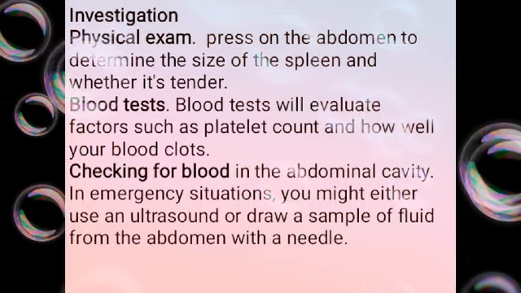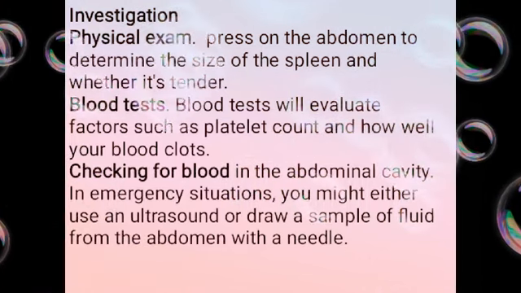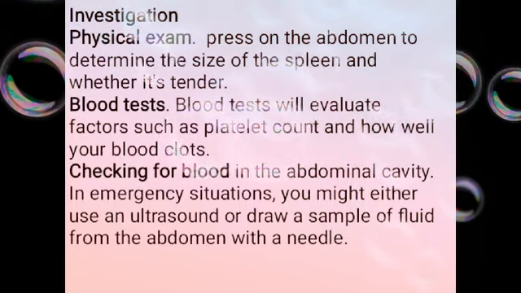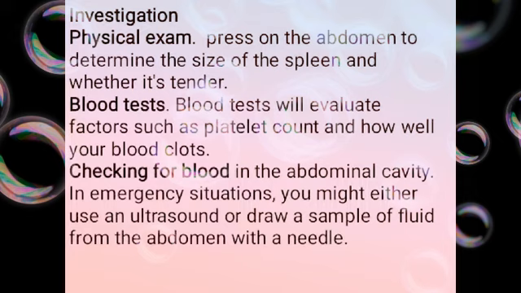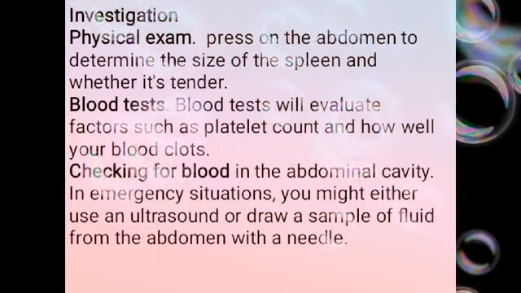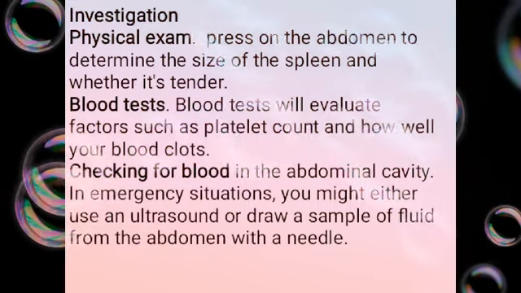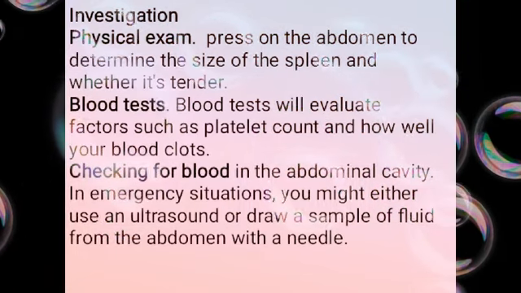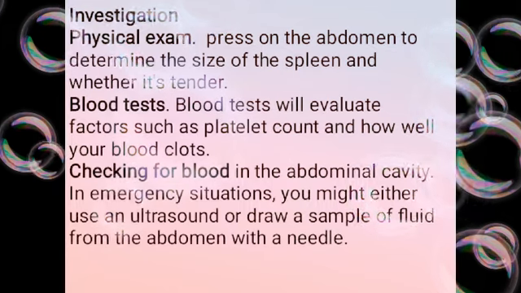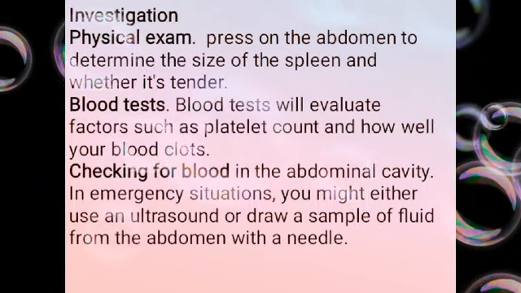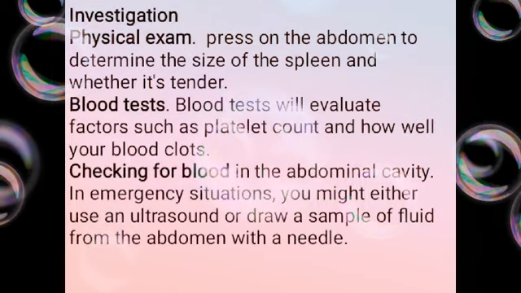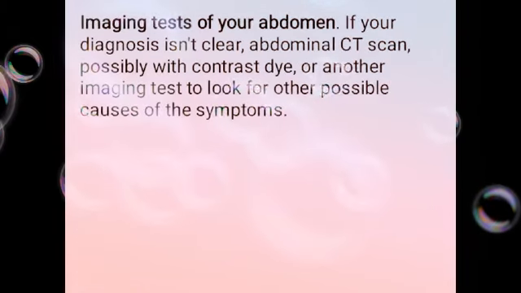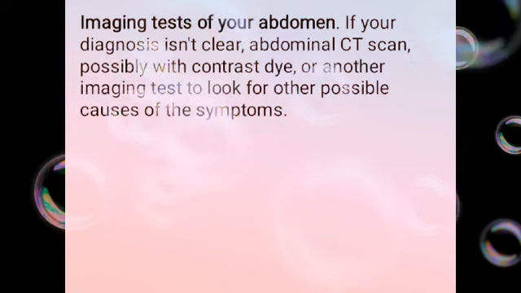Then another procedure you can take is to check for blood within the abdominal cavity. You aspirate the fluids from the abdominal cavity, and you are going to find the presence of blood within the cavity. This is going to show that there's an organ that is leaking blood, which in this case could be the spleen due to the injury sustained. So this is going to show that there's actually a problem occurring.